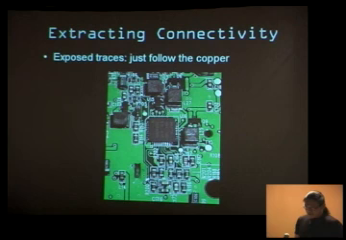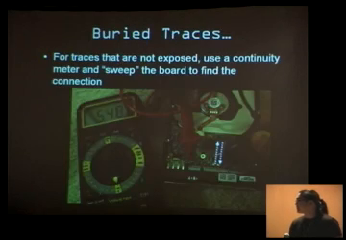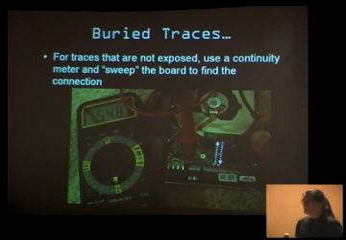When you're trying to extract connectivity, if you have exposed traces, it's pretty easy. You see this line here, well, they're connected, so that's done, right? The problem is when, of course, there are buried traces and so forth. So typically you take a multimeter like this one over here, and they have a continuity mode where you dial up the continuity mode, you touch the leads together, and you get a little beep. So what you do is you plant one end of the probe where you want to start tracing, and then you sweep back and forth on the motherboard to hit a beep.